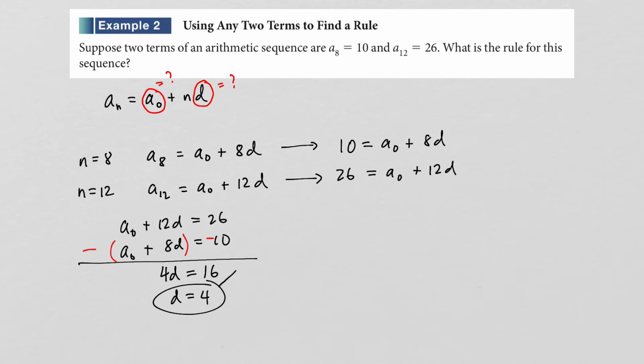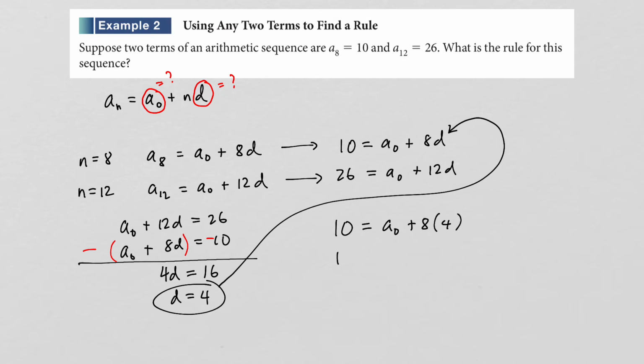Now, once we know d is 4, we can plug that into either one of these equations up above. If I plug it into the first one, I get 10 equals a_0 plus 8 times 4. This is 10 equals a_0 plus 32. And if we subtract 32 from both sides, we get a_0 is equal to negative 22.